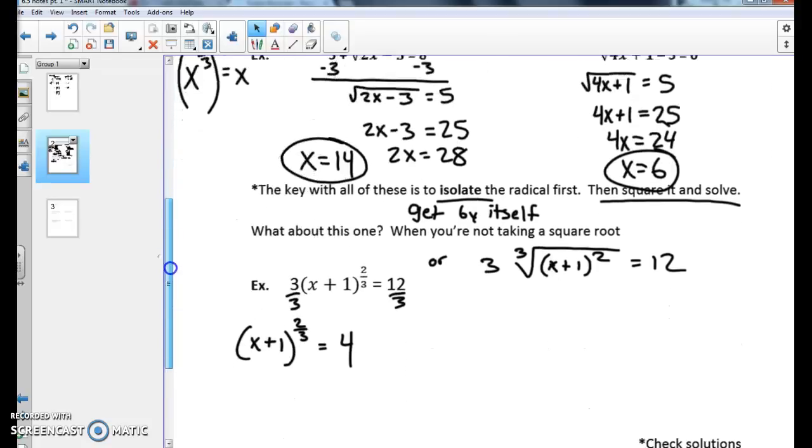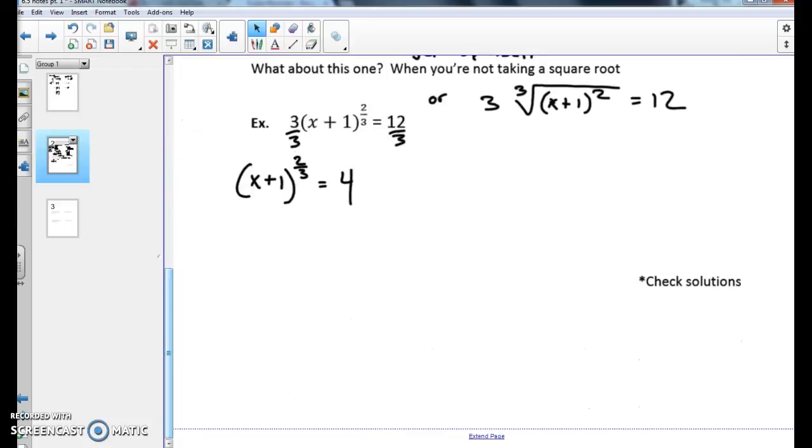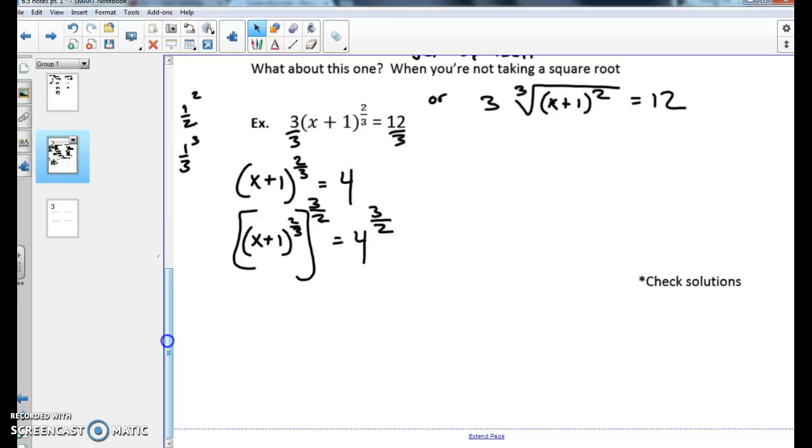So, same concept down here now. I have x plus 1 to the 2/3 power. I don't want to raise that to the second or to the third. I want to take that whole side to the reciprocal, to the 3/2 power. And then what I do to the left, I also have to do to the right. So 4 to the 3/2 power. That's what we just did above, right? 1/2 to the second, 2 is the reciprocal of 1/2. 1/3 to the 3, 3 is the reciprocal of 1/3.